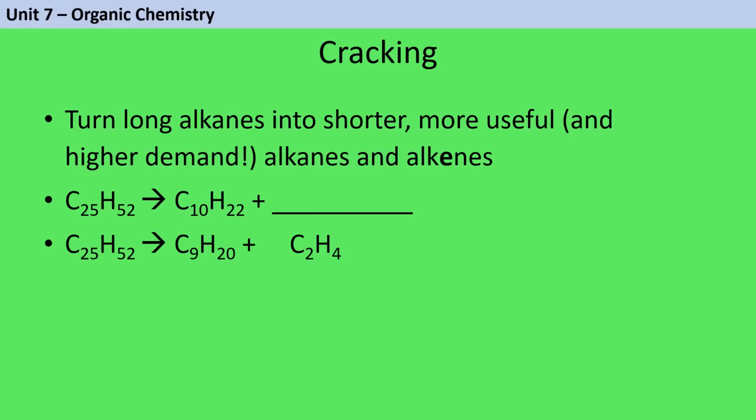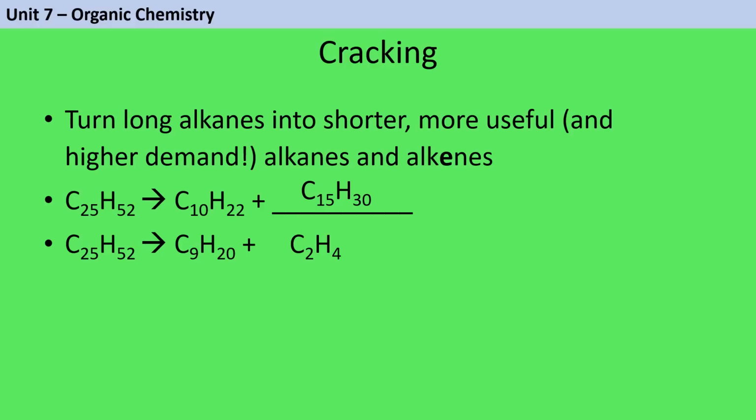You may be asked to complete symbol equations for cracking reactions, but these aren't nearly as intimidating as they look. In the first style of question, we're literally just counting up the numbers of carbons and hydrogens on the left and right of the equation and making sure that they balance. So if I know that there are 25 carbons and 52 hydrogens in my reactant, then there must also be 25 carbons and 52 hydrogens in my products. So if I know that one of my products contains 10 carbons and 22 hydrogens, I can just take those away from the numbers on the left. And therefore I can work out that my second product is C15H30.